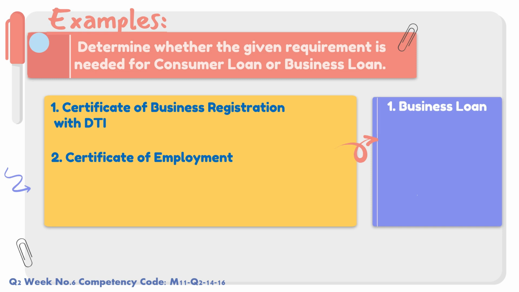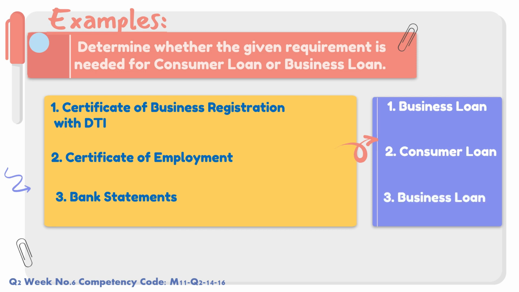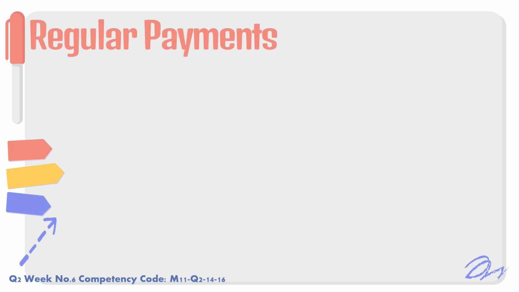Number 2, Certificate of Employment. This is for consumer loan. Number 3, bank statements. This is for business loan. After I discuss about the loan, let us now come to paying a loan.